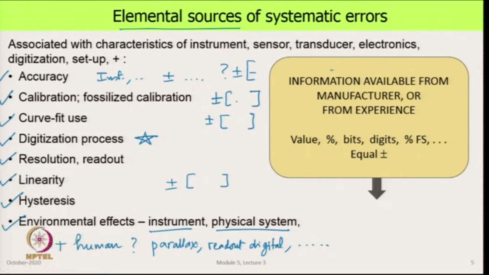So, what we have is that we have information available from the manufacturer, which is coming to us, as I mentioned, these limits here. This could be as a plus minus value, absolute value, it could be a plus minus percentage value, or it could be as number of bits, digital bits, or it could be in terms of digits of the display, or it could be as a percentage of the full scale range of the instrument or the device, or some other way. So, that is how this data is coming to us from the manufacturer or from somebody else. We assume that these are equal on plus minus side, that means these are symmetric. We call it symmetric bounds.